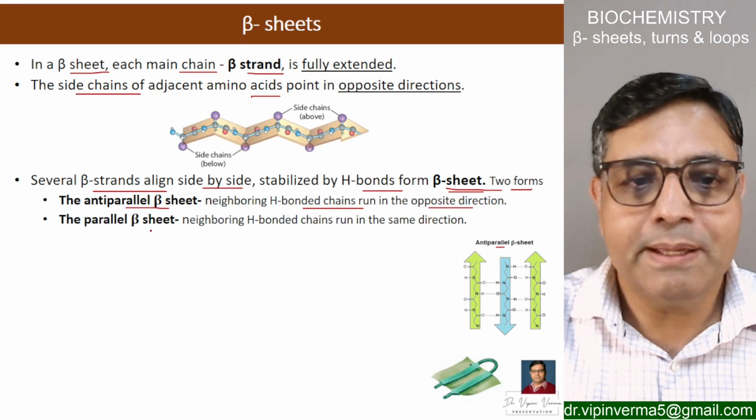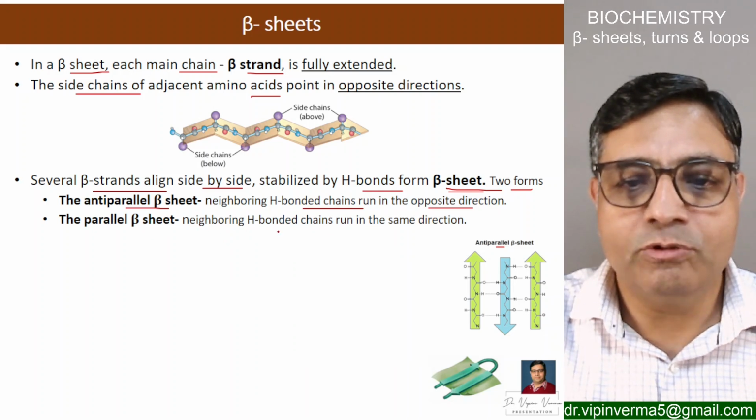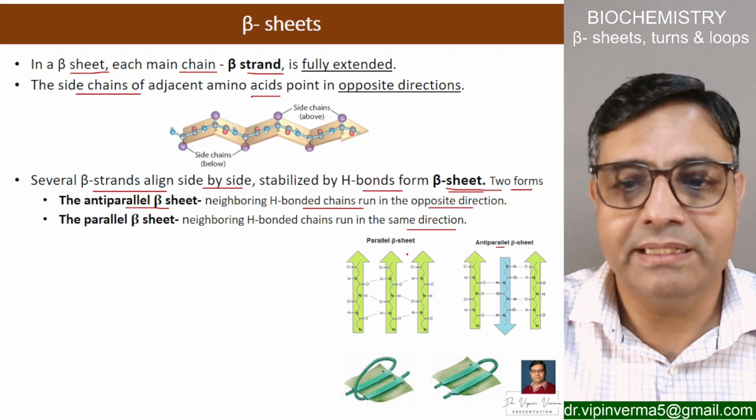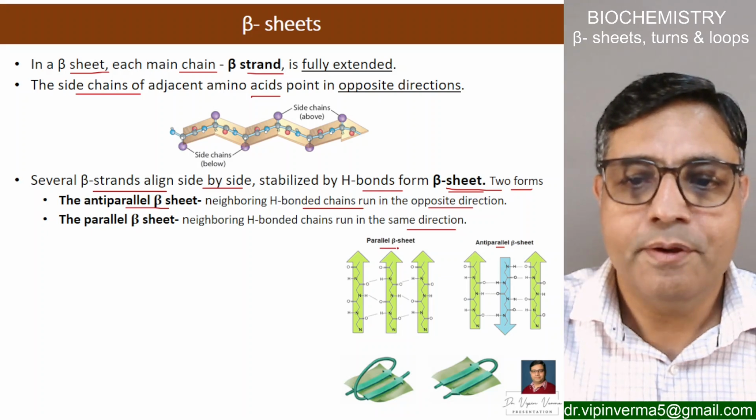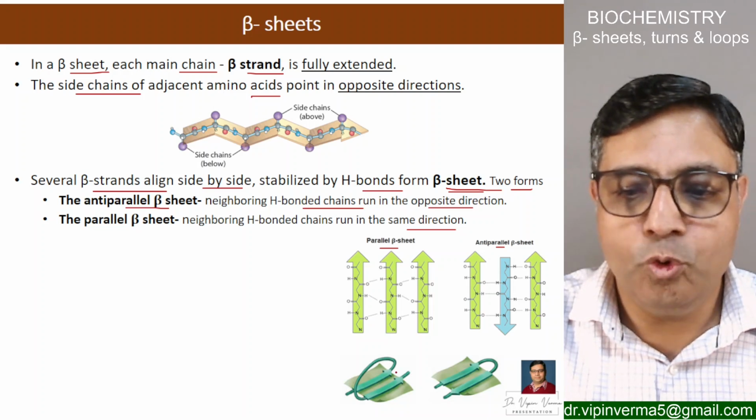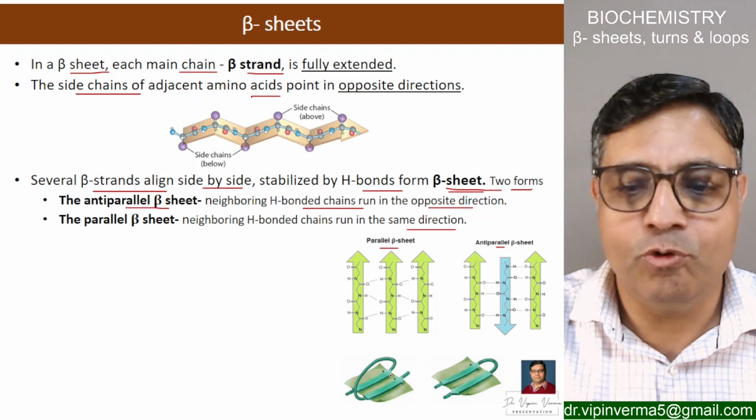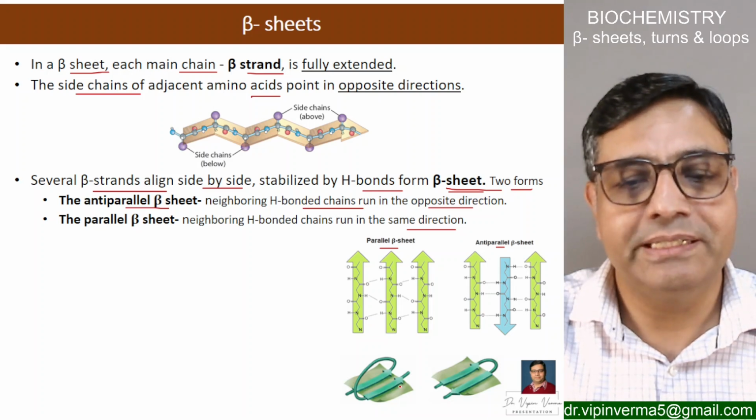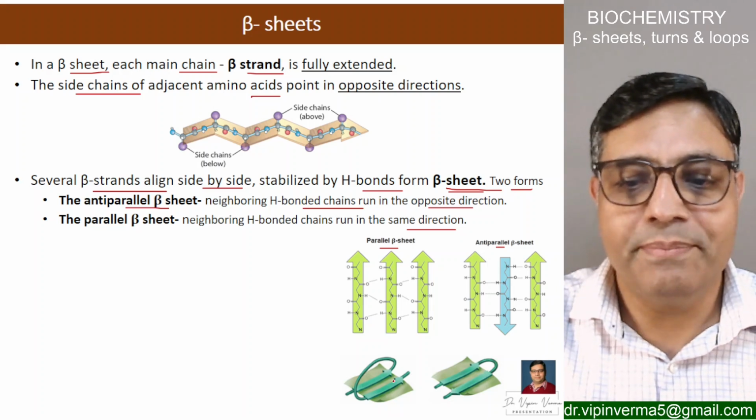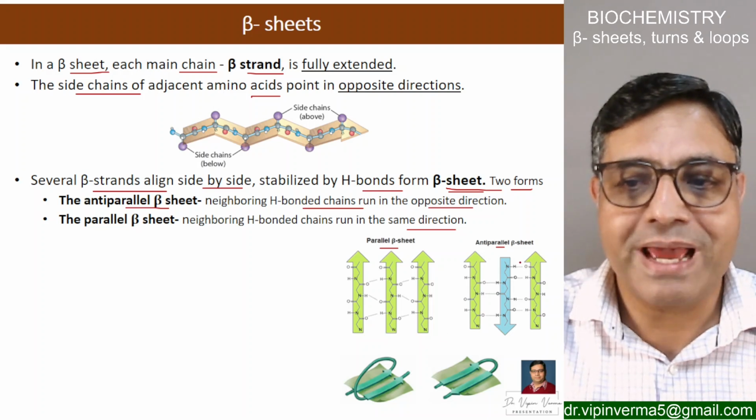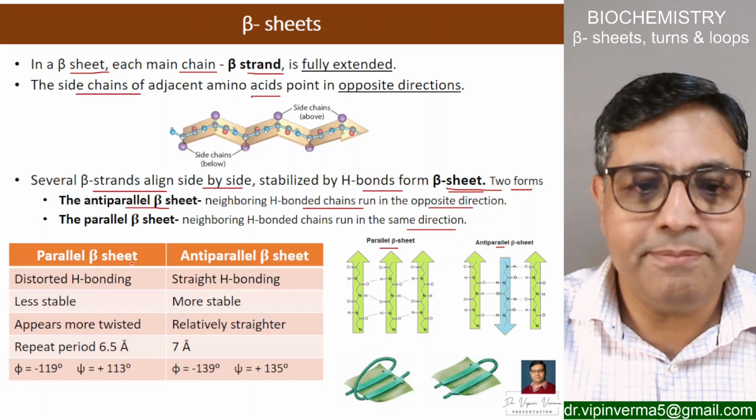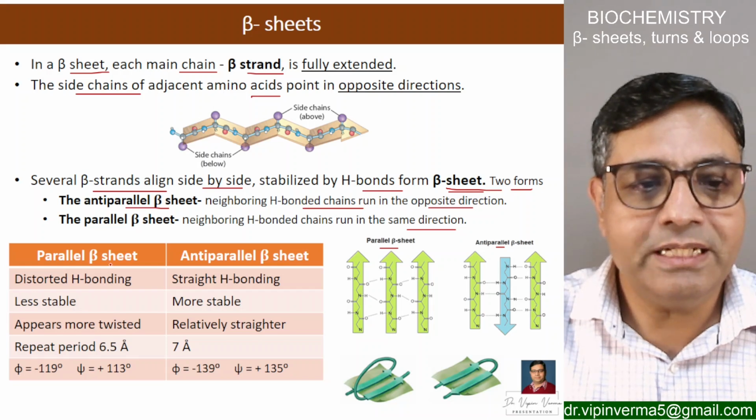Okay, now in the parallel beta sheet, the neighboring hydrogen bonded chains run in the same direction. So you can see here all these three chains are running in the same direction, and therefore they form the parallel beta sheet. So you can see here how the parallel beta sheet is formed, and a 180-degree loop is required to make this parallel sheet here, right? But here we don't need a 180-degree loop. So that is also the major forming factor of these parallel and anti-parallel beta sheets.